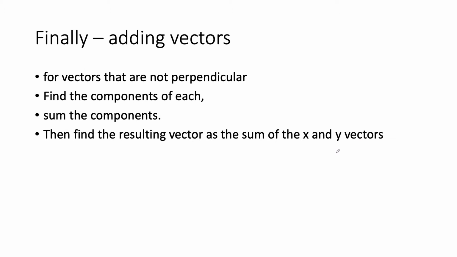Again, as a review for adding vectors that are not perpendicular to each other, we need to find the components of each one, then sum the components, all the x's and all the y's, and then the resulting vector is the sum of those x and y. The resultant is the sum of the x and y vectors. So we're going to be doing a lot of triangles. This is where it gets complicated. I'm going to do this, and then we're going to draw another one going this way, a little bit longer, and we're going to draw another triangle, and it's going to go like this.